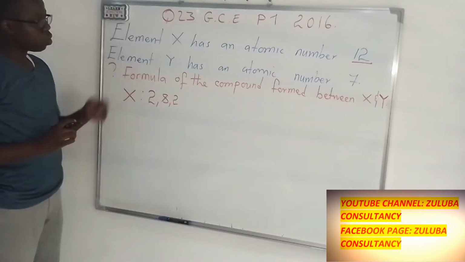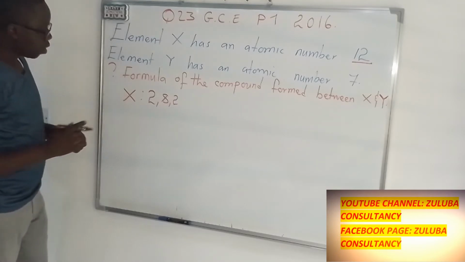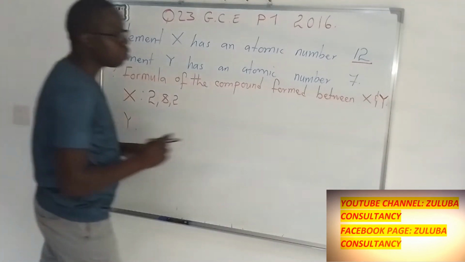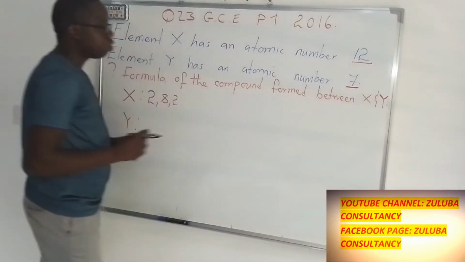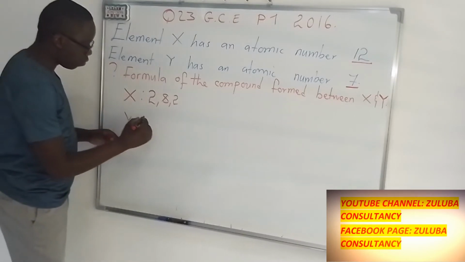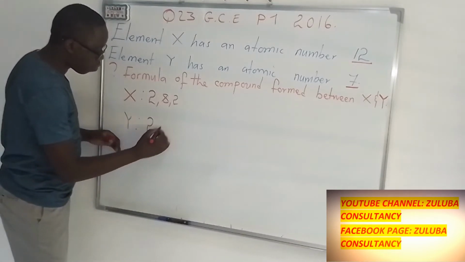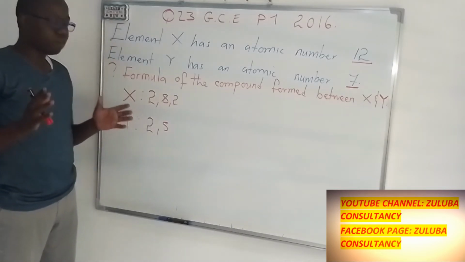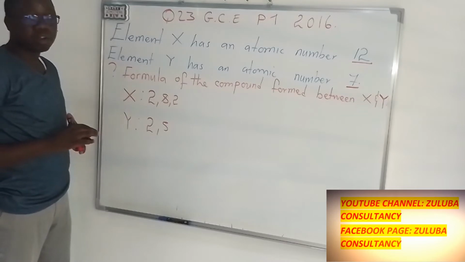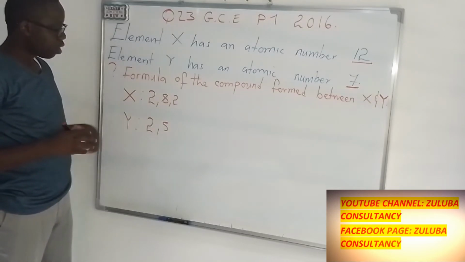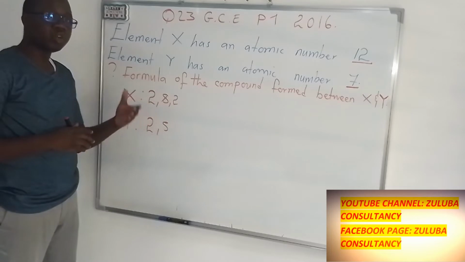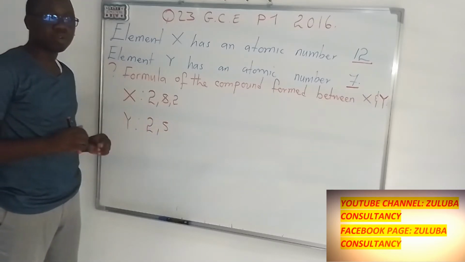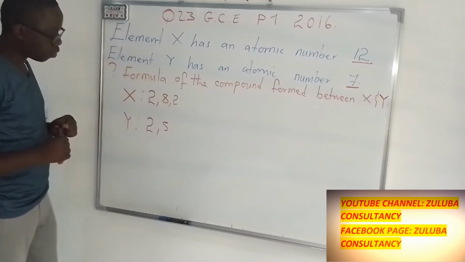Then we go to element Y. Element Y has the atomic number of 7. So this simply means it will have the electronic configuration of 2, 5. So after you have written the two electronic configurations, this electronic configuration should help you to identify which of the two is a metal and which one is a non-metal.